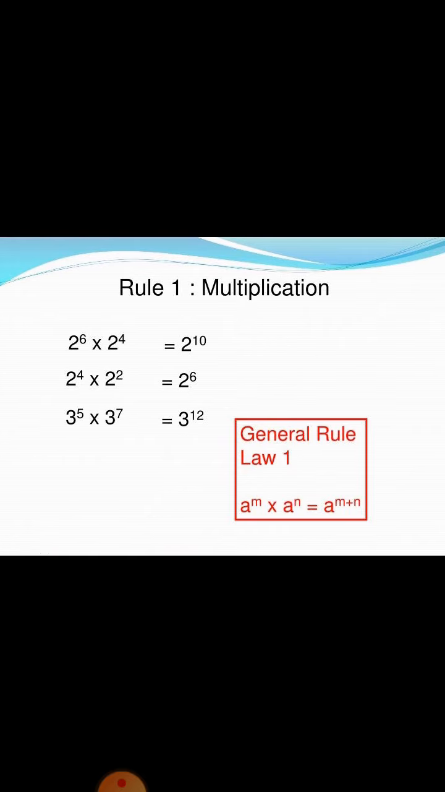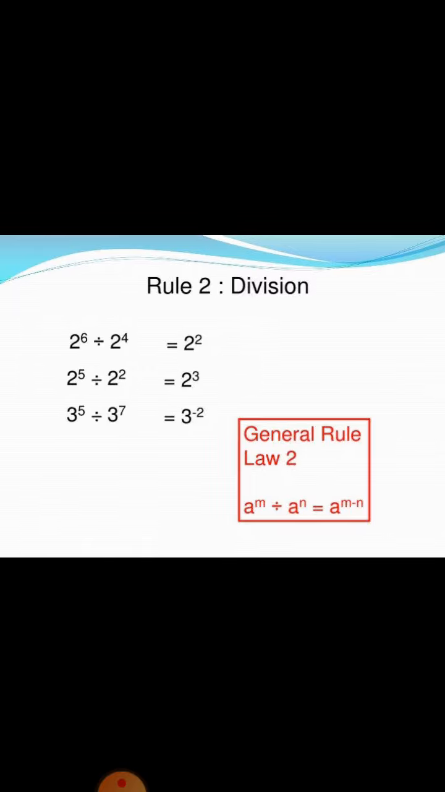First of all, we have the first rule, that is multiplication. For example, 2 raised to power 6 multiplied by 2 raised to power 4. For multiplication, when we have the same base, we add the powers. Here we add 6 plus 4 is equal to 10 and we write 2 raised to power 10. We write 2 as it is because both numbers have the same base, and we add the powers.